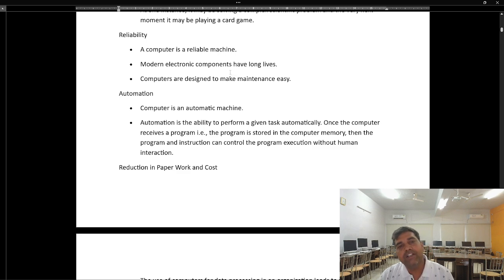If a printer is printing 10 pages in 1 minute, then in 10 minutes it will print 100 pages. That is the reliability.